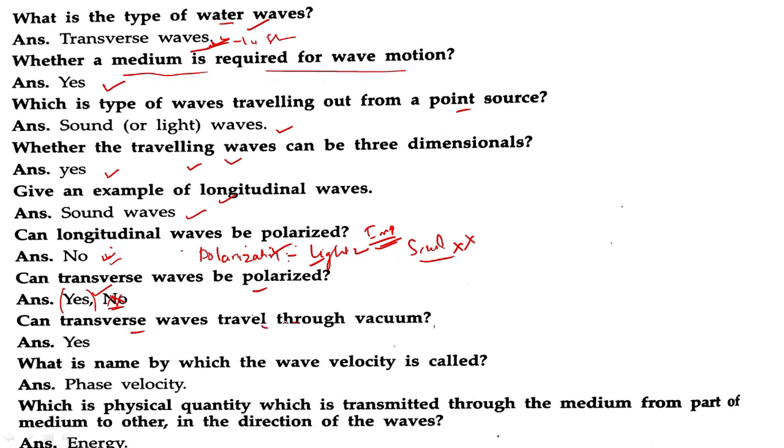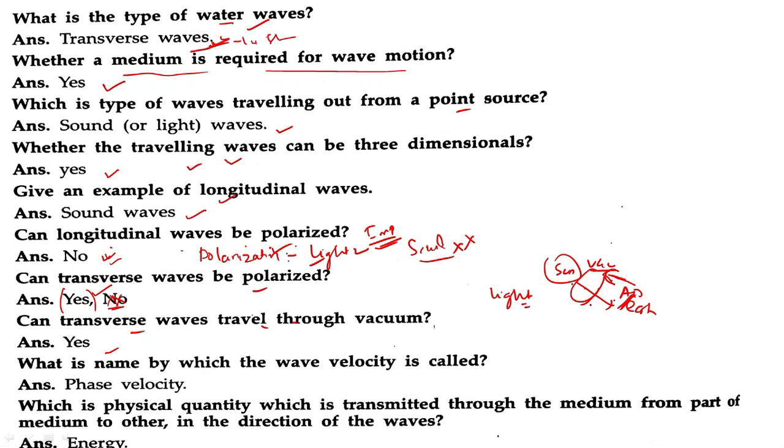Can transverse waves travel through vacuum? Yes. Suppose the transverse wave is a light wave. Suppose this is the sun and this is the earth. When the light comes from the sun to the earth, this part is vacuum. Up to a few hundred kilometers there is air, but above that part there is vacuum. There is nothing, even air is not present. So light can travel inside vacuum, inside air, inside water, as well as inside glass. So light can travel through gaseous, solid and liquid media.